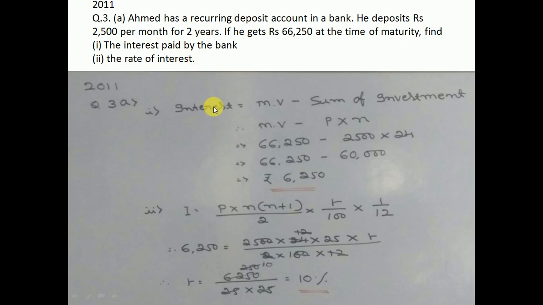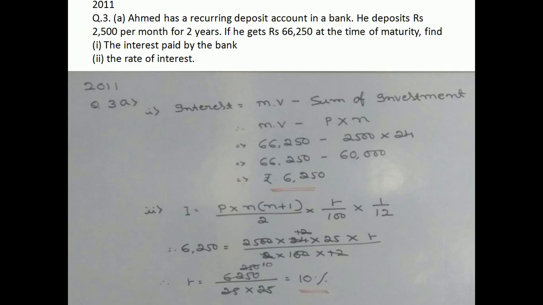We learned the formula. Maturity value is equal to sum invested plus the interest. As I said before, interest comes to one side. So maturity value minus sum of investment is the interest. Maturity value is given as 66250. Sum invested is principal per month times number of months. It comes to 60,000. So 66,250 minus 60,000, which comes to 6250, is the total interest earned over the entire term.